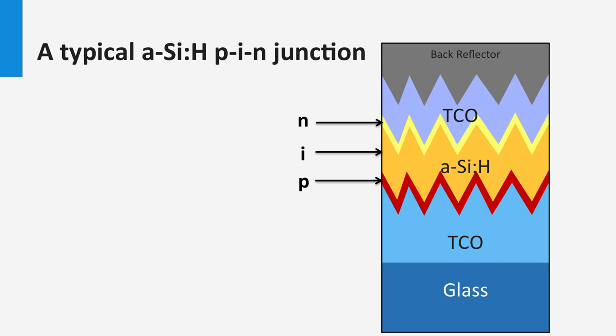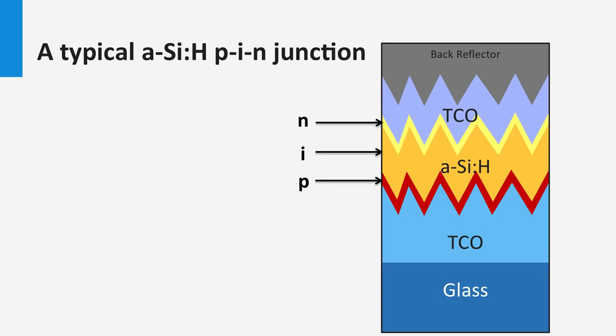Typical solar cells look like this. This is a solar cell in the superstrate configuration. If people talk about PIN junctions, they refer to the sequence in which the silicon layers were deposited. So first the P layer, then the I layer, and then the N layer.